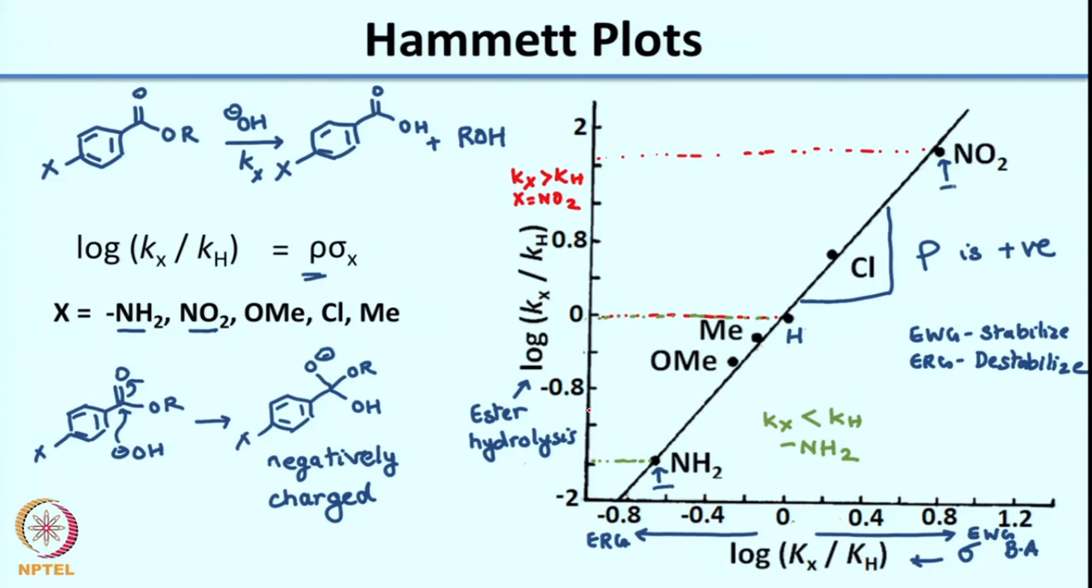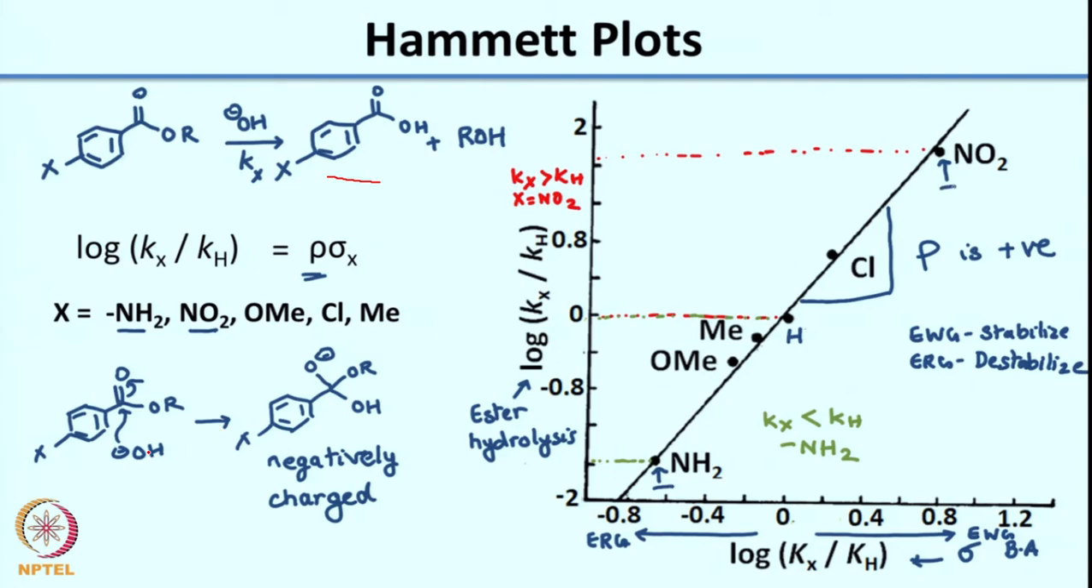So now let's talk about the Hammett plots. Suppose some reaction is going on this substrate, and we are getting benzoic acid along with some substituent plus alcohol, right? For this reaction, substituent X will vary. Here we have different types of substituents, that is amine, nitro, methoxy, chlorine and methyl. You have to find out the different positions of this substituent. We will discuss this here.